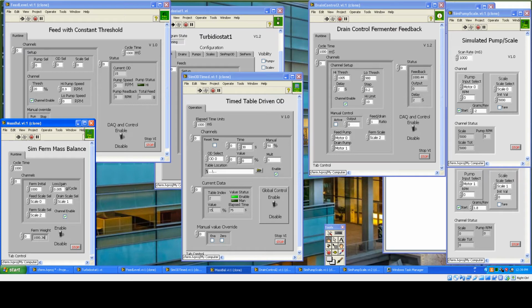Now moved on to table index 2, which is 15. And we just sit here and wait and let this run. So of course right now nothing's really happening except the fermenter is very slowly filling. And when this gets above 20, which will be the next iteration at, I think, 120 seconds, the pump will then come on and we'll start seeing things actually happen. Notice these scales haven't moved yet because neither the drain pump nor the feed pump have started yet.